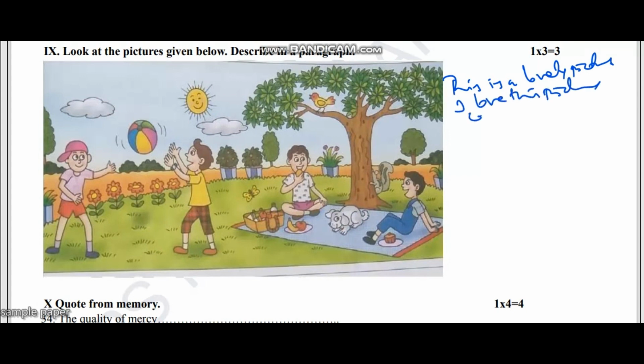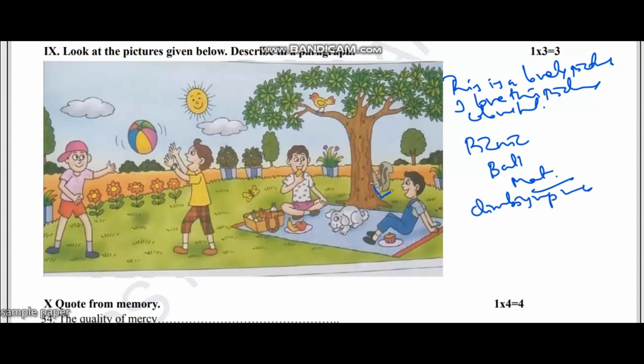This is a colorful picture. You can add on. For every picture, you will write in the same manner and you will observe what is going on. Boys, they might have come to picnic. Two boys are playing with a ball and two are having lunch or having breakfast sitting on the mat with their pet. Okay, and you will observe the squirrel is climbing up the tree.